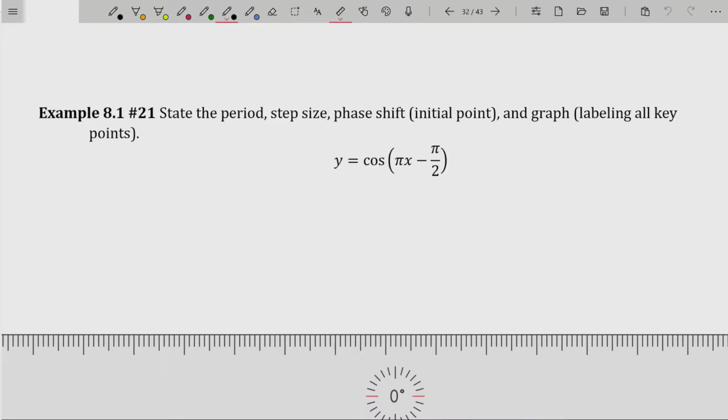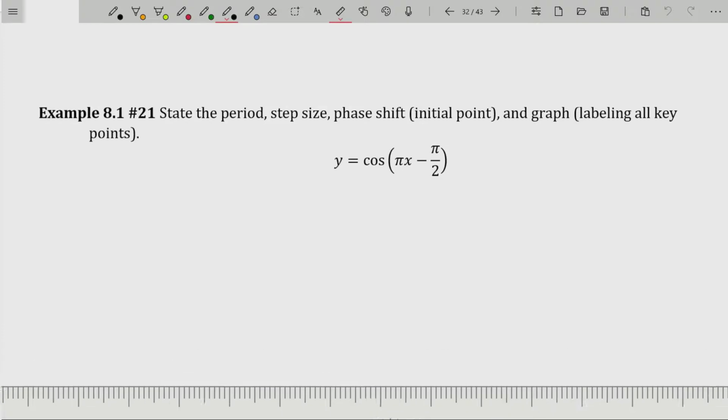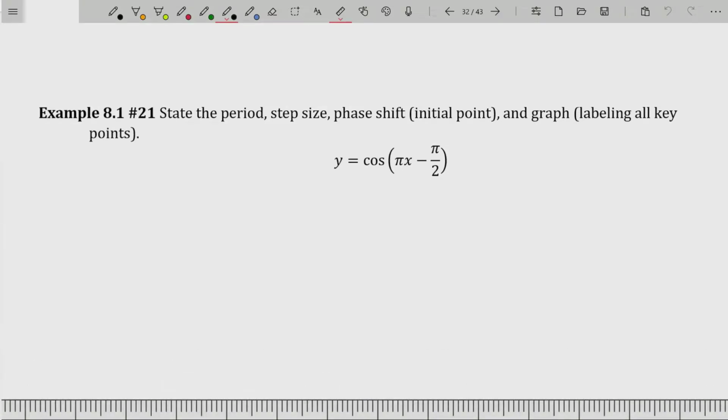All right, let's try another problem. I came prepared with my ruler this time, so let's state the period, step size, phase shift, and then graph. And this is just the cosine function. So the period here, there's b, and the negative pi over 2 is actually the c. Period is 2 pi over b, which is 2 pi over pi, which is 2. So it takes 2 units to go through a full cycle here.